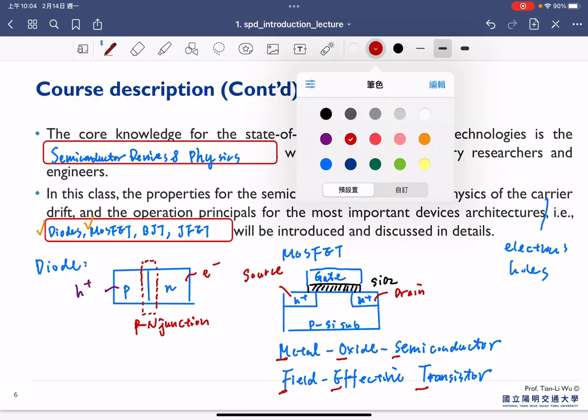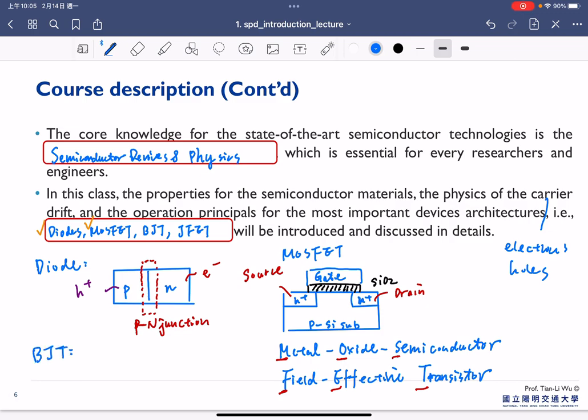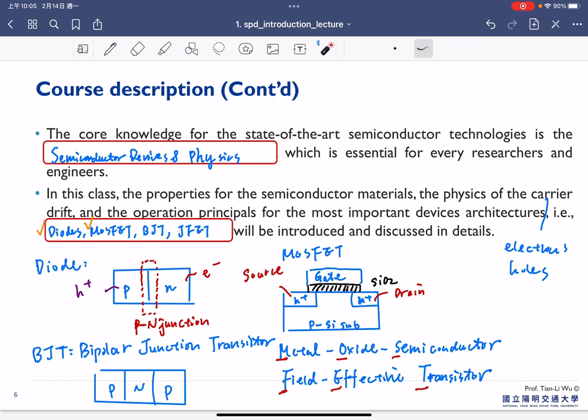And the third one, which is very important, in the past also for specific applications. Of course, for advanced logic we don't use it very often anymore, but it's still quite important. It is the BJT, whose full name is bipolar junction transistor. The BJT structure is actually very similar to our diode. We just have two back-to-back diodes here, so we have the PNP. You can see the diode here has only one PN junction, but for the BJT we have two PN junctions. And therefore, the fundamental of the BJT still relies on the typical diode.